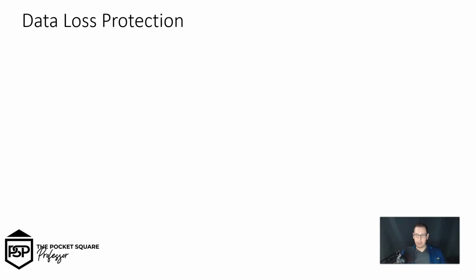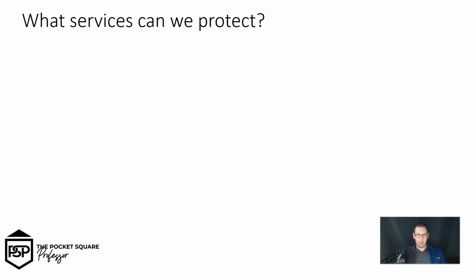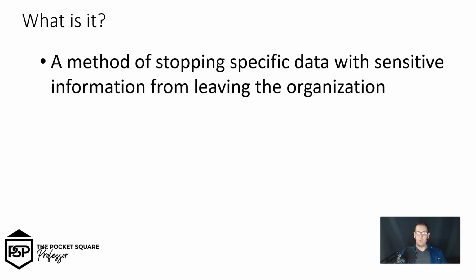Now, this means several different things to several different people. What I'm referring to as data loss prevention or protection is really from a Microsoft 365 perspective. So let's jump right in here. So data loss protection, what is it? It is a method of stopping specific data types with sensitive information from leaving the organization.